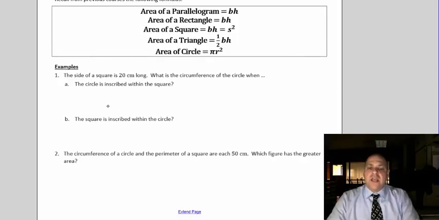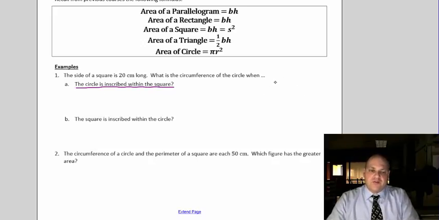So we're just going to answer some questions about area, and then we're going to be done here. The side of a square is 20 centimeters long. What is the circumference of the circle when the circle is inscribed within the square? So we've got to draw that out. The circle is inscribed within the square.